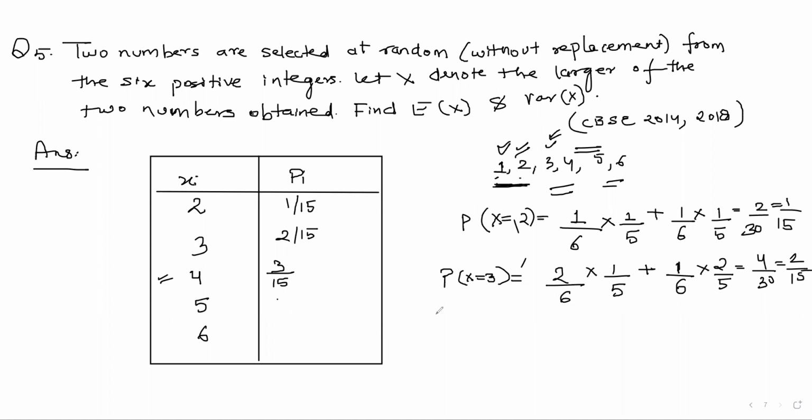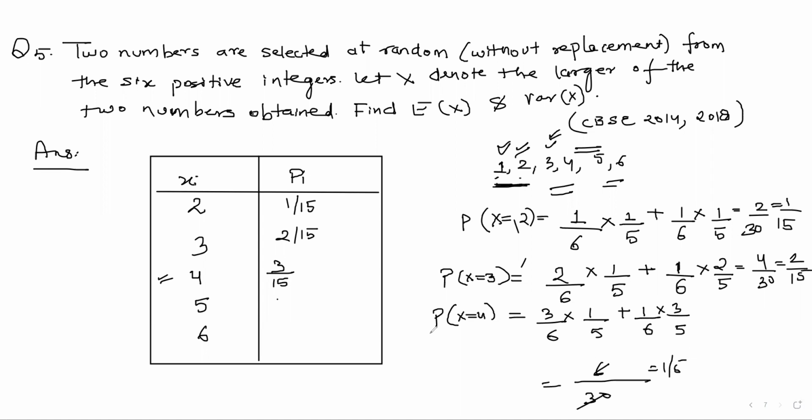Please again check it. P(x is equal to 4). Okay, x is equal to 4 means on the first one, you get a number 1, 2, or 3. So 3 by 6 into 1 by 5 plus 1 by 6 into 3 by 5. Okay, so it is 6 by 30, which is 1 by 5. Clear, Nabil? Yes, sir. Okay, great.